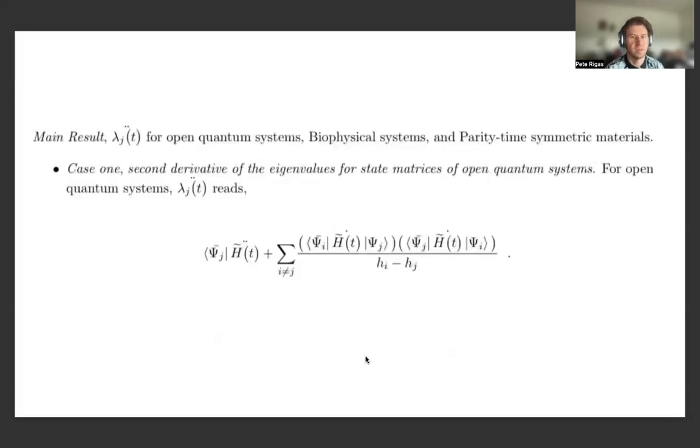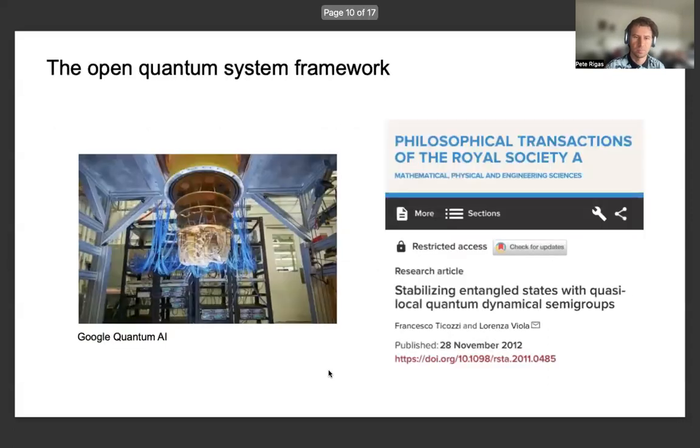So the main result that we provide in the preprint is that we're looking at the second derivative of lambda j of t for open quantum systems, biophysical systems, and parity-time symmetric materials. Because we're going to first focus on the open quantum systems and demonstrate similarities between the open quantum systems, the biophysical systems and the parity-time symmetric materials, this is the expression which we're going to demonstrate holds for the second time derivative of the eigenvalues, which is a special case of the generalized formula for the second time derivative of the eigenvalues that we provided in the earlier slide.